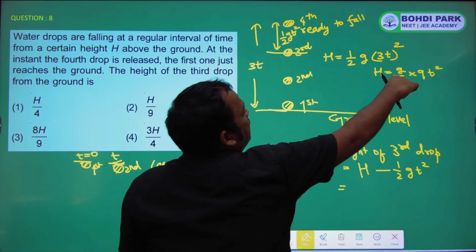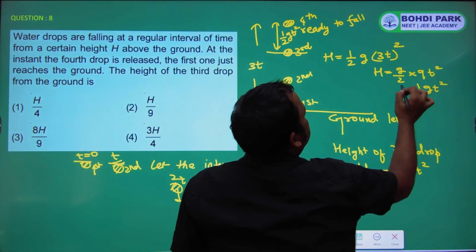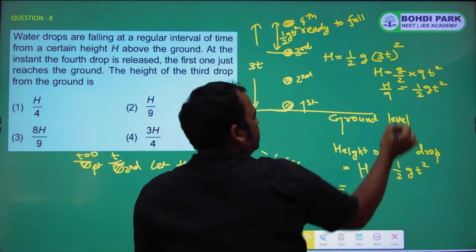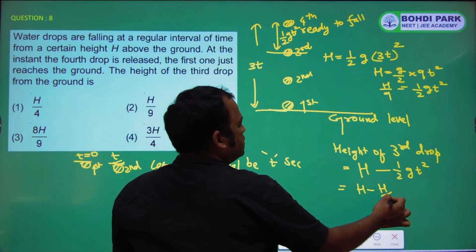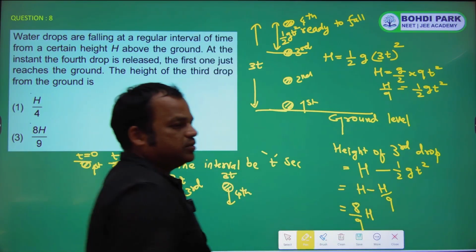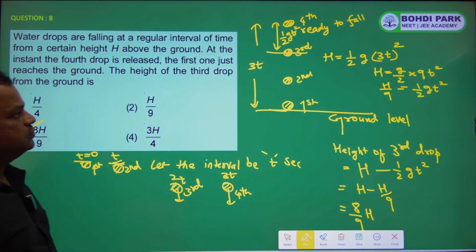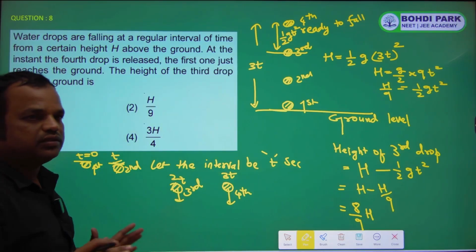Now half g t square we can put from here. Half g t square is equal to h by 9. So this is h minus h by 9. So this will be 8 by 9 h. That is our answer. Third option. Finished. Now next question.